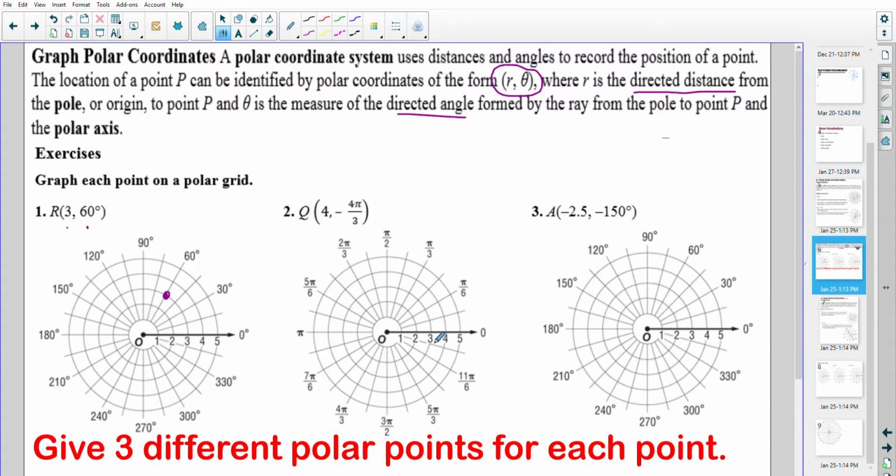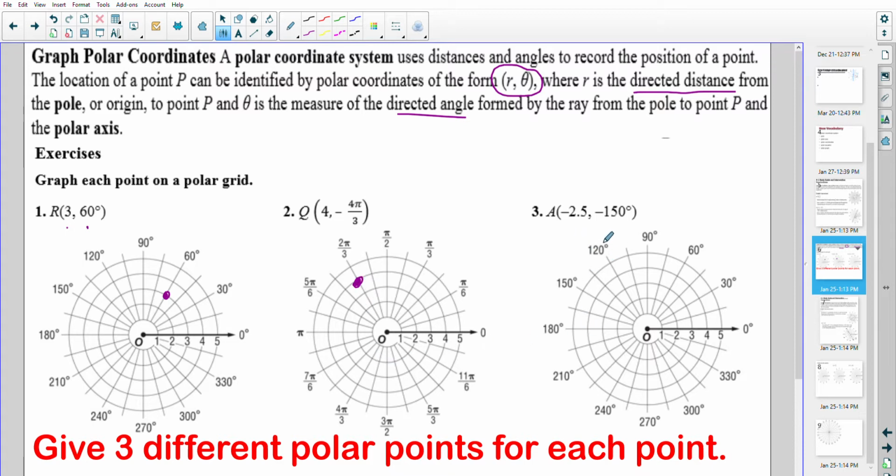Let's try this one. Negative 4/3 pi. I like to look at the angle first. Negative means you're going this direction. This would be 3 pi over 3, and you have to go one more pi over 3 to get here. So that's going to be your angle going this way, and then you're going to go 1, 2, 3, 4 up. So that point is going to be this one right here.